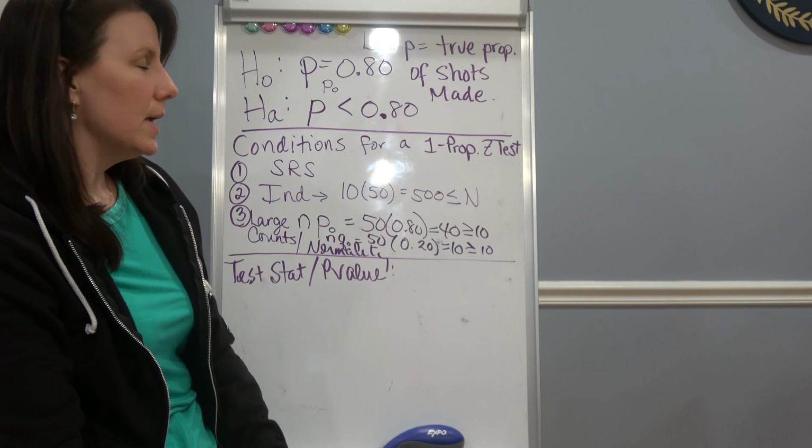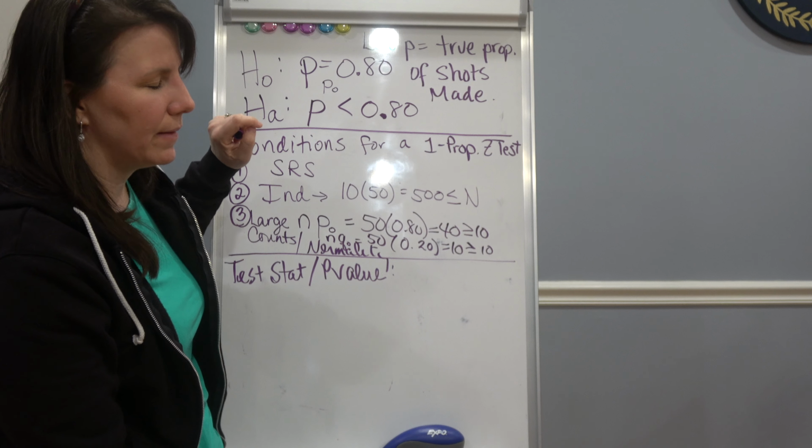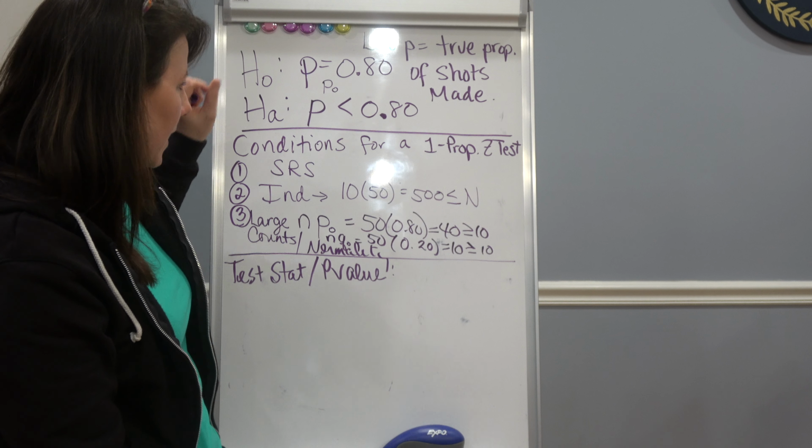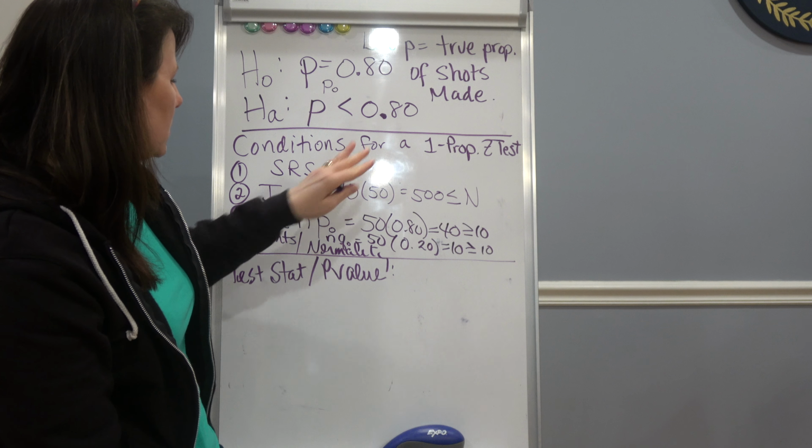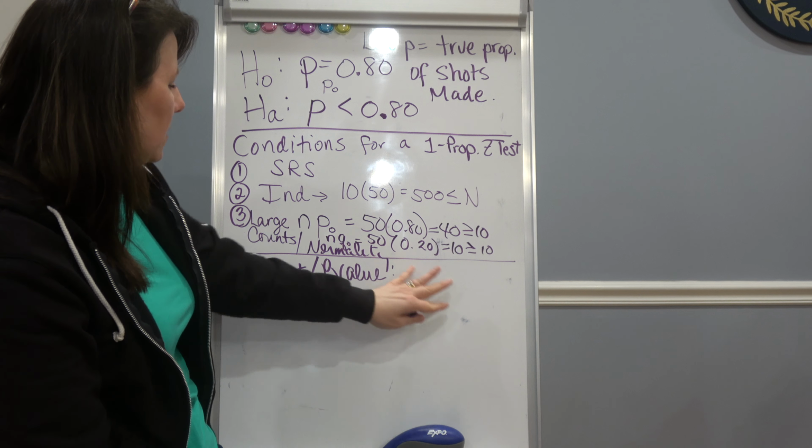Okay. So we're always going to start off with the H naught and H A, or the Ho and the Ha. Some people call it that online. Then the conditions, and then here's where we're going to find the probability that the statistic occurred.